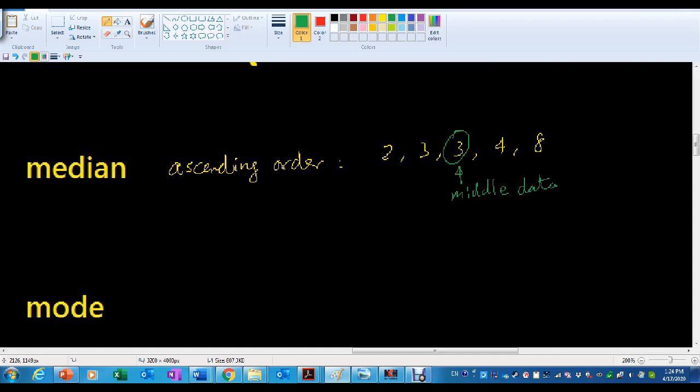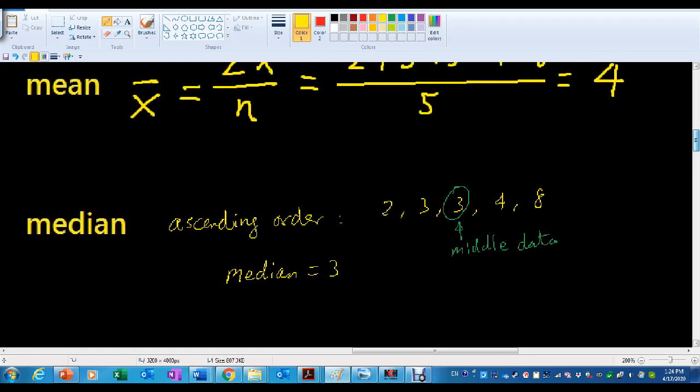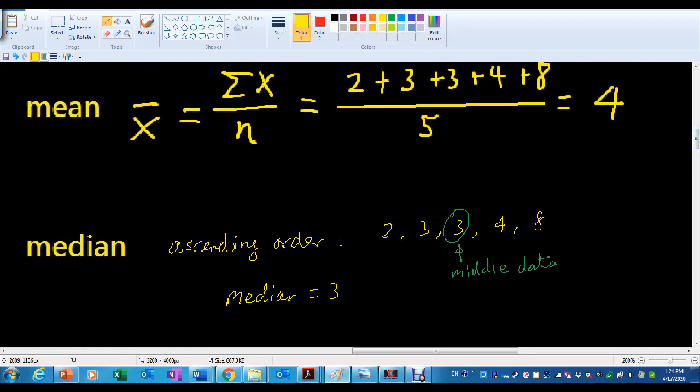And you might also use the above formula, 5 plus 1 over 2. That's the third data, right? So the third data is the middle data. So that means we got the third data, which is the median. And so the median in this case is 3. All right? Okay. So you see, mean and median, are they the same?